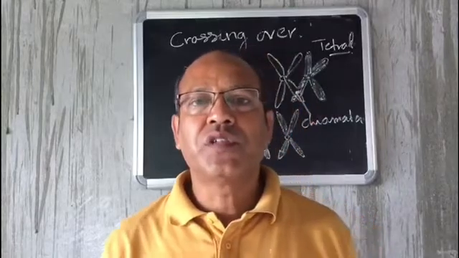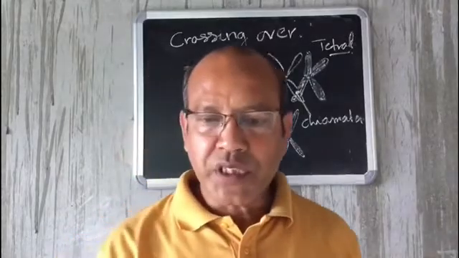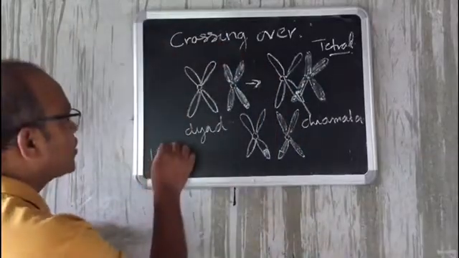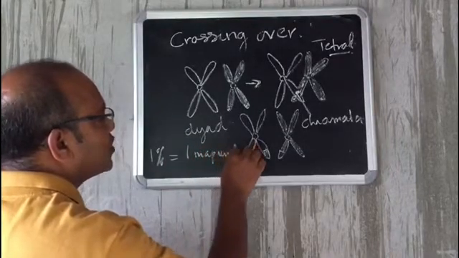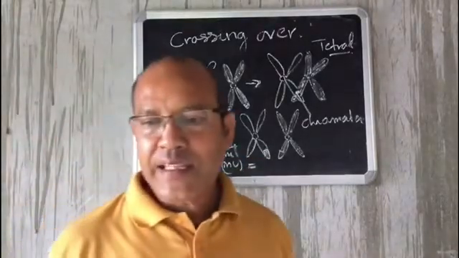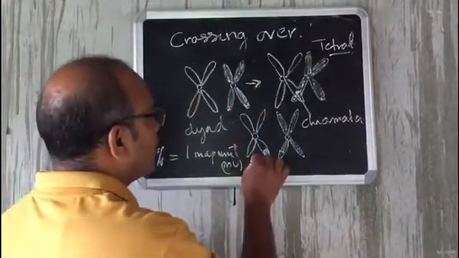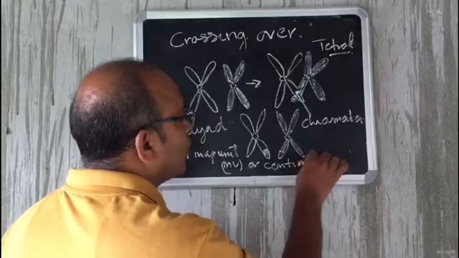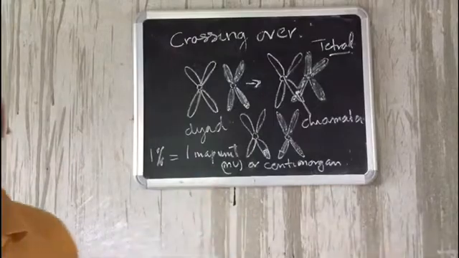The percentage of crossing over depends upon the distances between the genes. That means 1% crossing over is equal to 1 map unit, which is represented as mu. This unit is also called centimorgan or map unit.